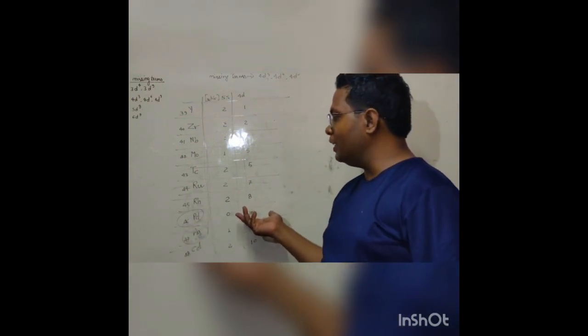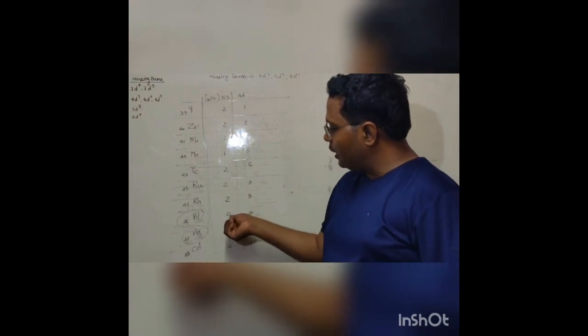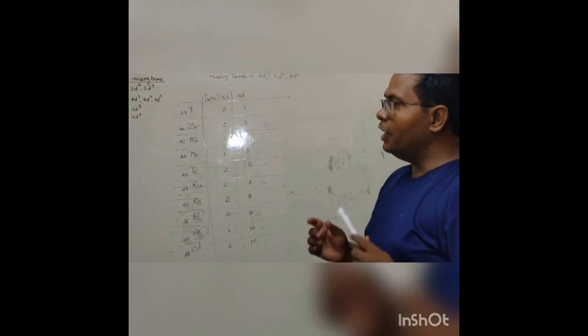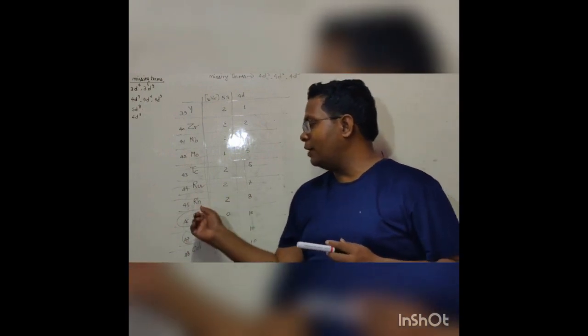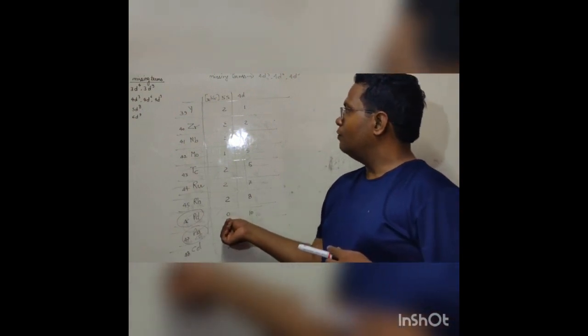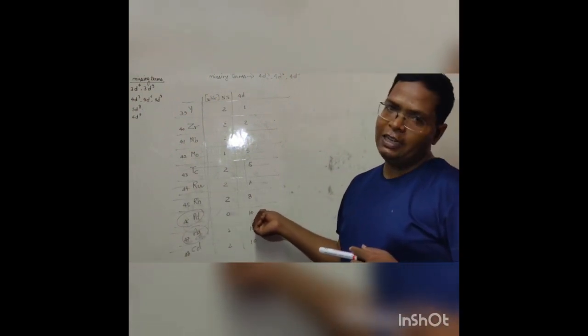Definitely it will be paramagnetic in nature. If you see 2 and 8, again it will be paramagnetic. There is only one configuration which can make palladium diamagnetic, that is 5s 0 and 4d 10.